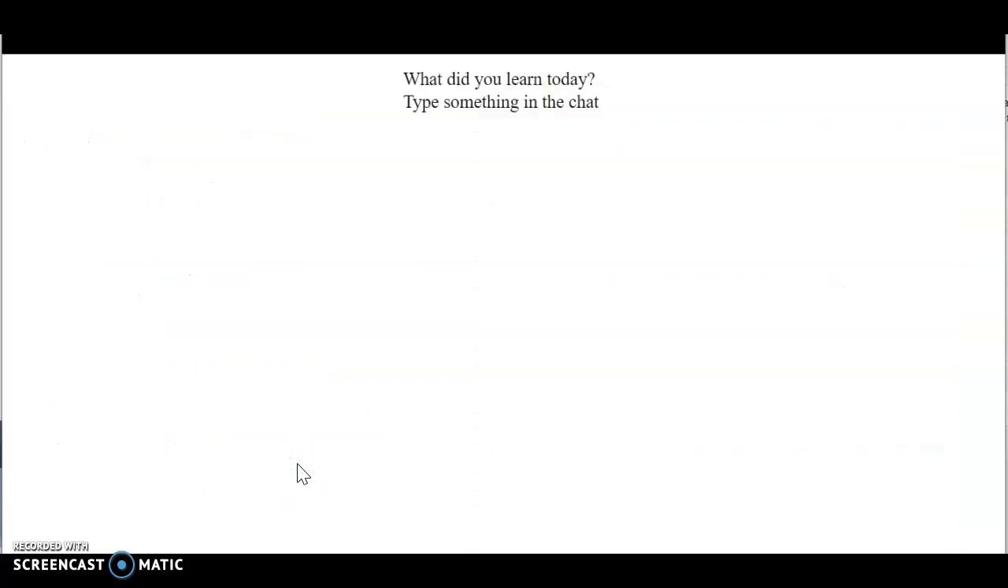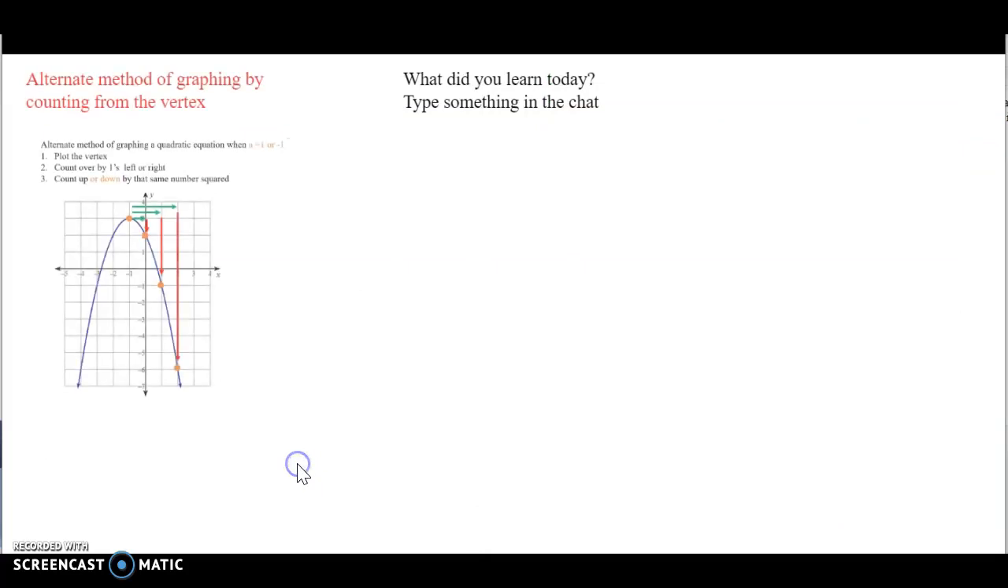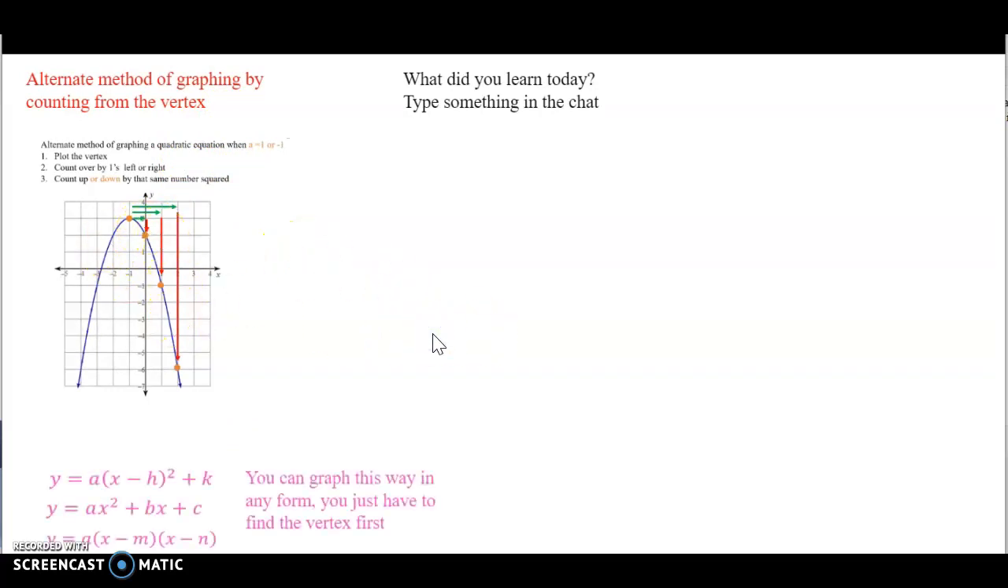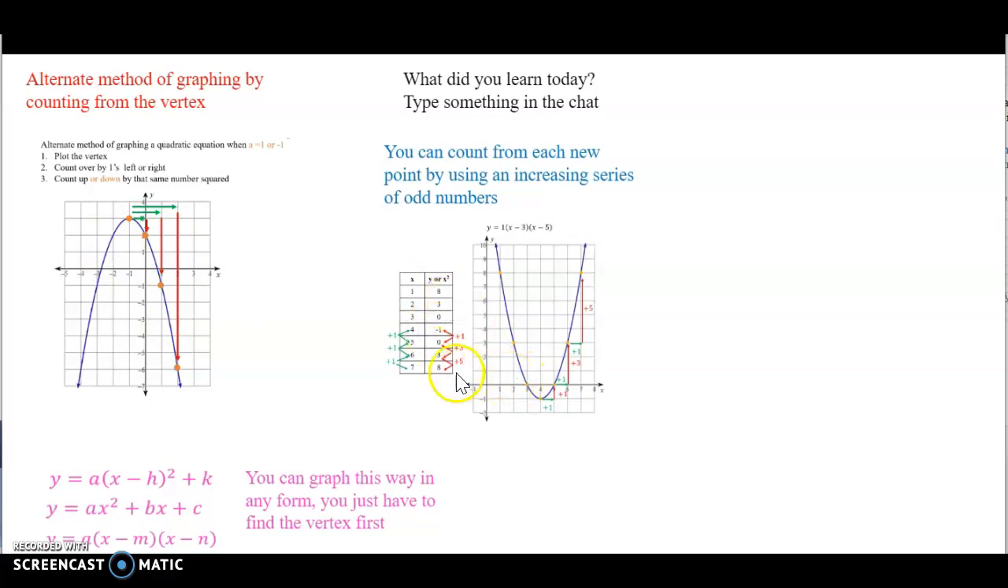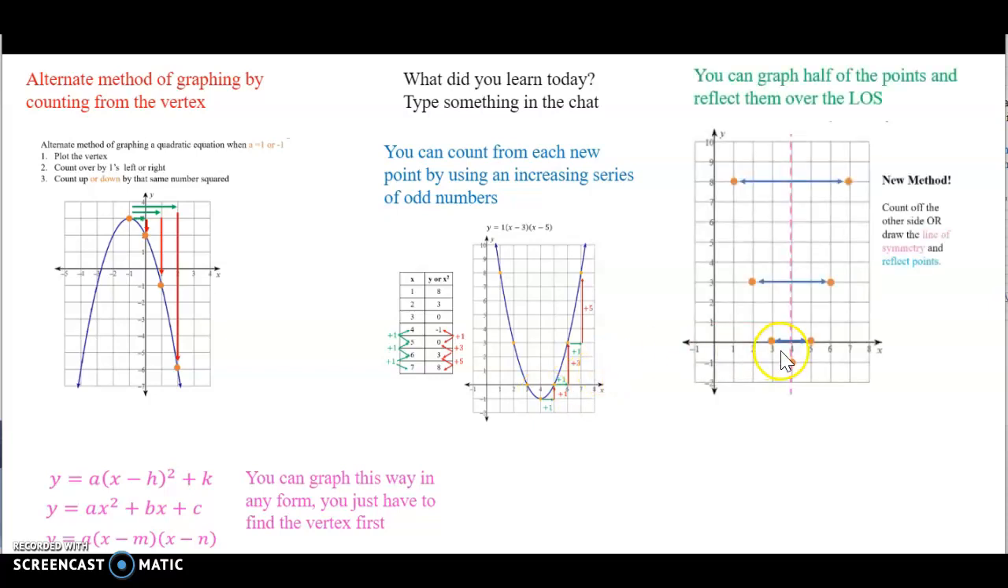Okay, we are getting towards the end of the lesson. What did we learn today? We learned the alternative method of graphing by counting from the vertex. Okay, this was really handy. And then we also learned the stepping method, because that made it even easier. And then finally, we also used the fact that it is symmetrical. Parabola is always symmetrical, so that you can just reflect the points.